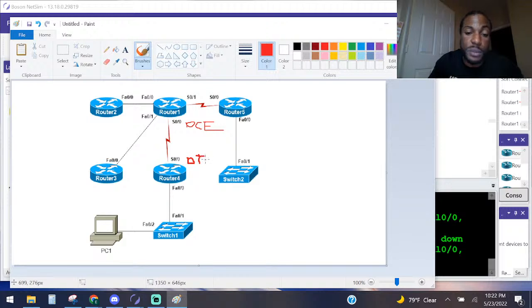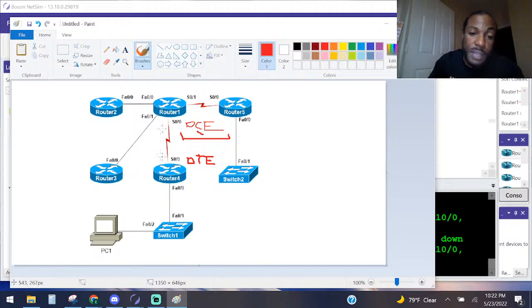Typically, the side that is doing the clocking is the ISP, or the wide area network. So basically, your internet service provider will be doing the clocking. And this is how I remember it. There's a C in the middle. That's how I know who is doing the clocking. That's how I remember it, when I was taking the CCNA back in the day. Because of the C there, that's who is doing the clocking.